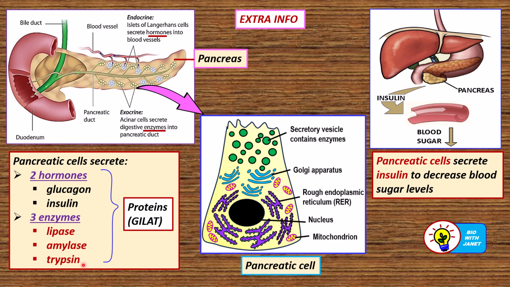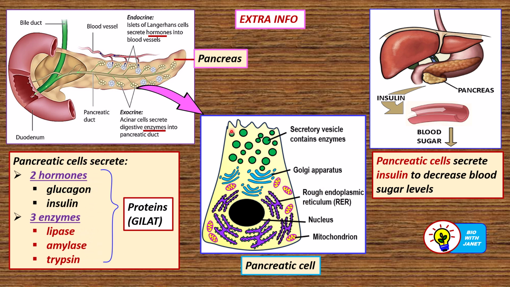Okay, trypsin is one of the protein enzymes. So basically, we can say that there are 5 types of protein substances secreted from pancreatic cells, 2 hormones and 3 enzymes. So think of the word GIlat, an acronym to remember the 2 hormones and 3 enzymes. G for glucagon, I for insulin, L for lipase, A for amylase, and T for trypsin. Okay, this is quite a useful acronym, because pancreatic cells secrete these 5 substances which are very important for the body.